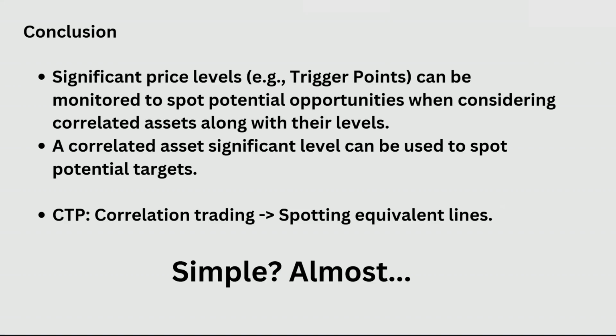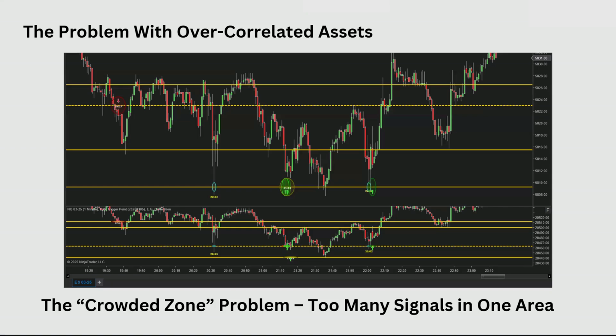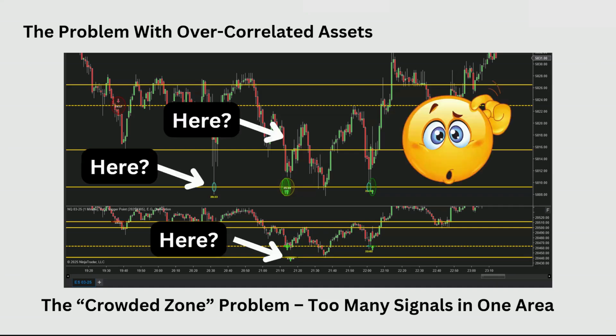Simple? Almost. The problem with over-correlated assets. Here is the challenge. Sometimes assets are too correlated. When two assets move exactly together, like ES and NQ, the signals can become too crowded. It becomes maybe harder to find clear entry points, sometimes. Not all the time, but sometimes.